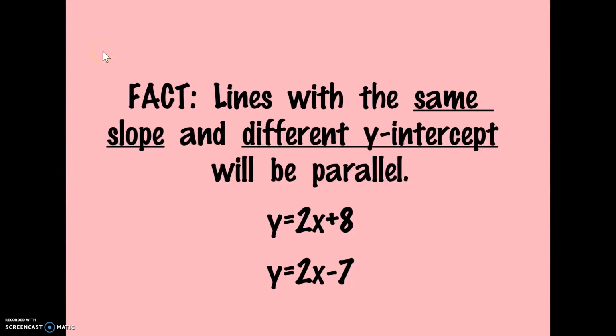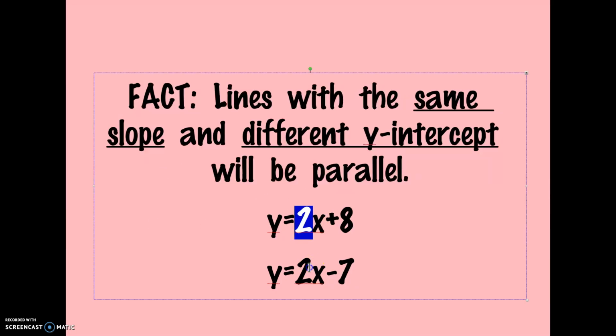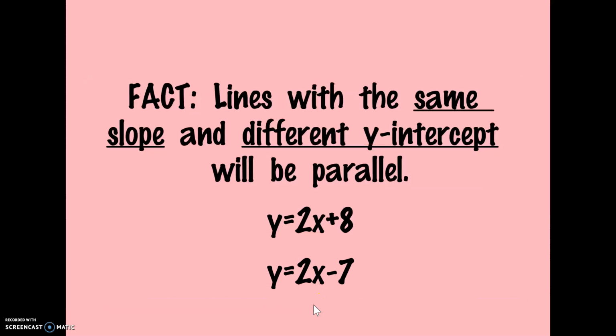One fact that we talked about in the last lesson was that two lines that have the same slope and a different y-intercept will be parallel. Notice how this system of equations has a slope of 2, but the two lines have different y-intercepts. So these two lines will be parallel. They can't have the same y-intercept and the same slope because then the two of these lines would be the exact same line and they would not be parallel.